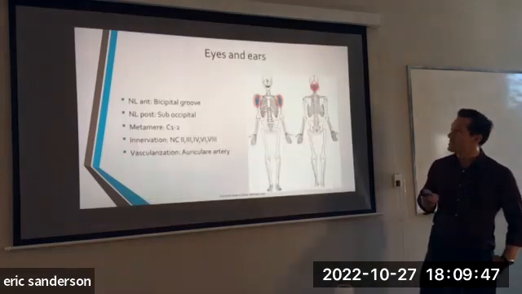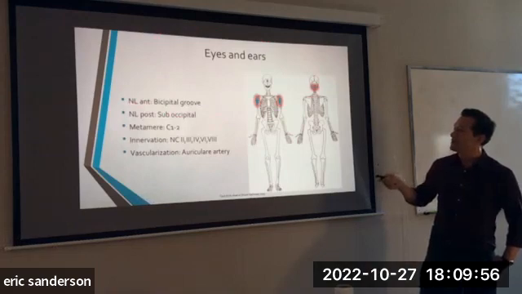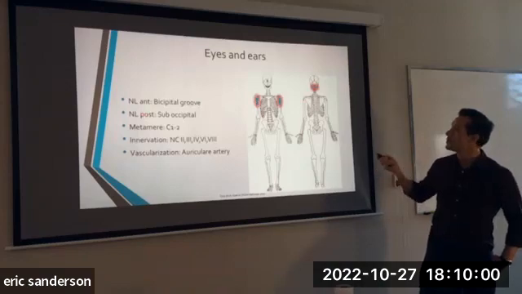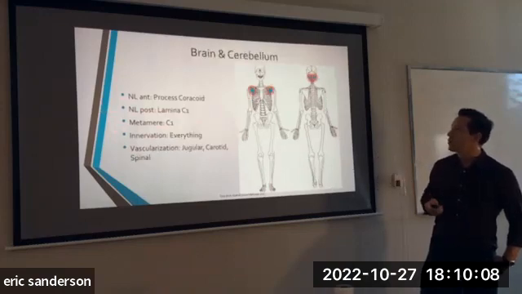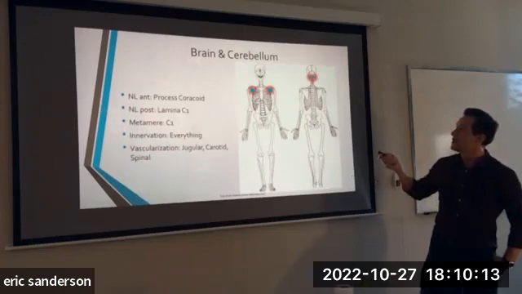And so if we go to the reflexes, the actual reflex points, we have them for all our different organs, right? So the neuro-lymphatic anterior point for eyes and ears is the bicipital groove. The posterior one is the suboccipital. I gave you guys the metameric level. The innervation for eyes and ears is huge, and then also the vascularization. We're going to focus mostly on the neuro-lymphatic points just because those are the most interesting.